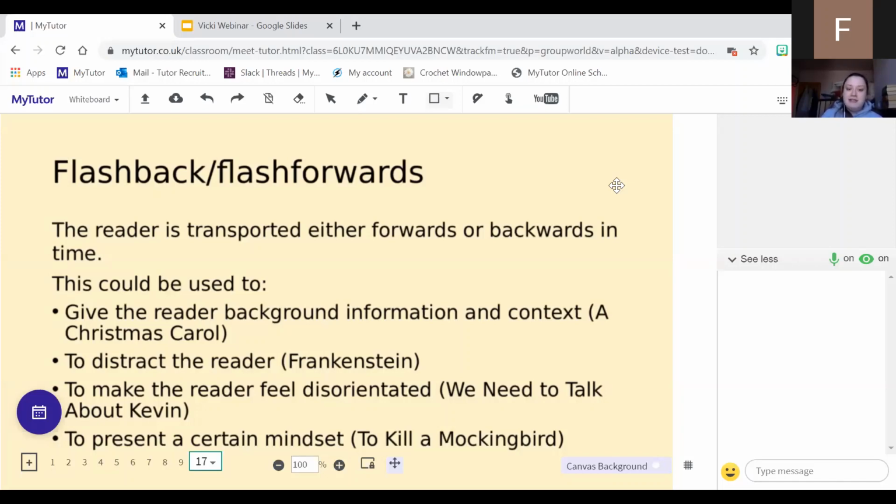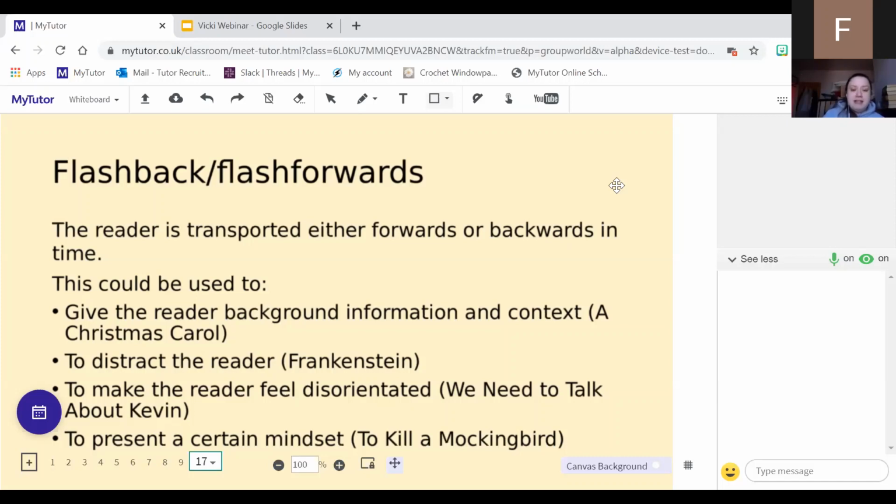So to make the reader feel disorientated, I've given the example We Need to Talk About Kevin. If you've read the book or if you've seen the film, it's really difficult to follow because it flashes back and forwards all over the place. And it's very difficult to understand why that is and what on earth is going on. The reason for that particular book is because Kevin has some severe mental health issues, and it's trying to emulate why he has done the deeds that he's done, and perhaps how his own mind is working, in terms of it being all over the place.